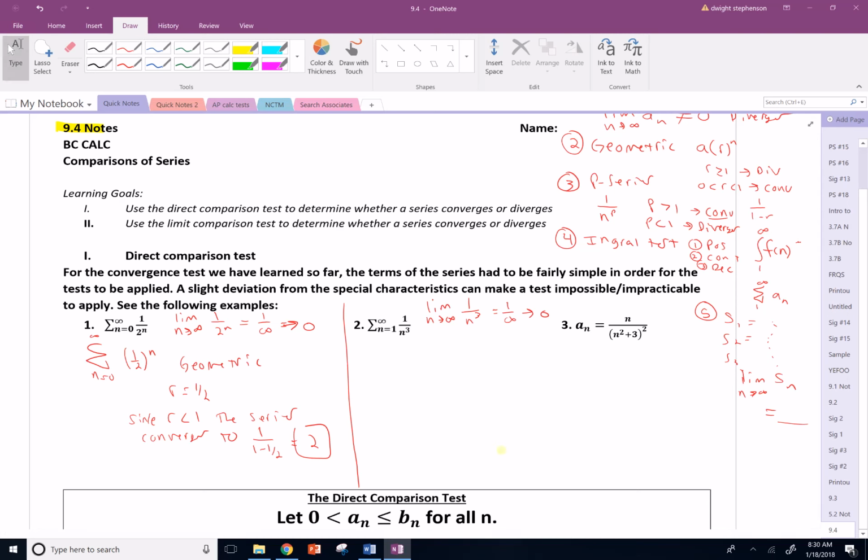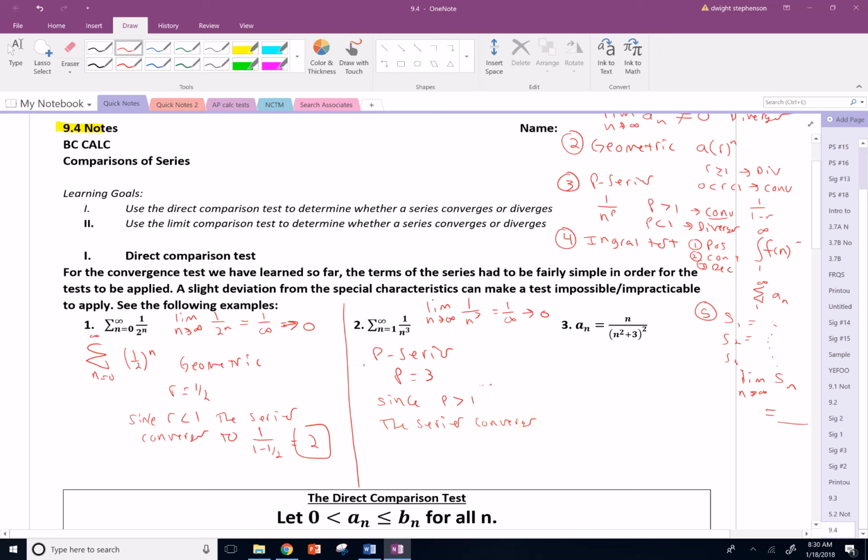But what we need to do is look at it and say, well, it's not geometric, right? Geometric, you have a constant to a variable power. This one, you have a variable to a constant power, right? So that's different. Variable to a constant power is actually the p series here. This is 1 over n to the p. This is a p series, where p equals 3, right? So since p is greater than 1, this series converges.